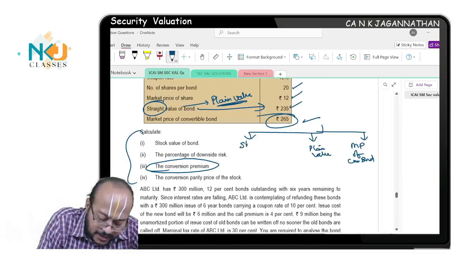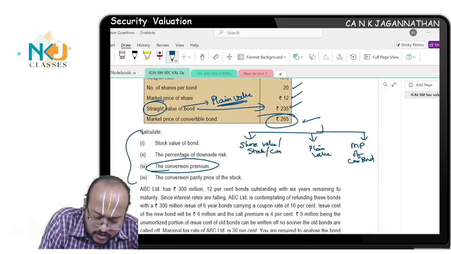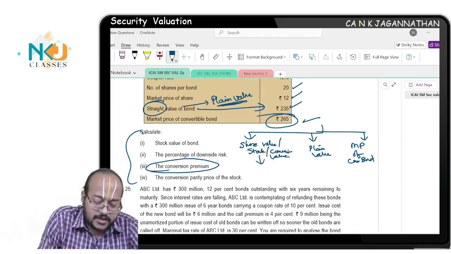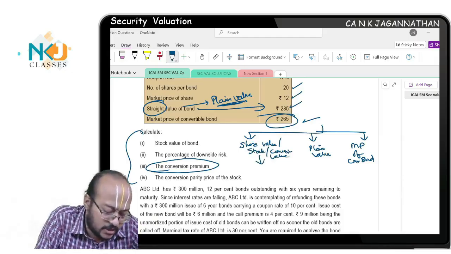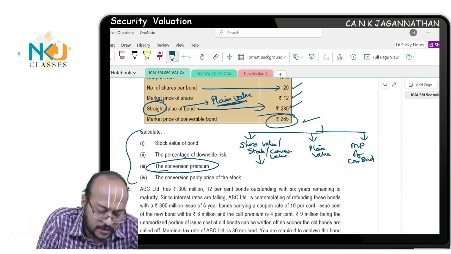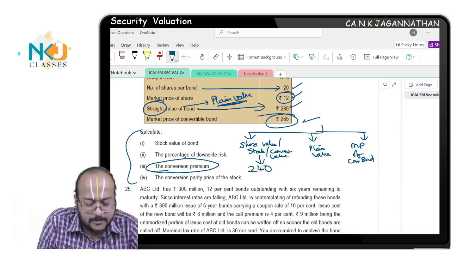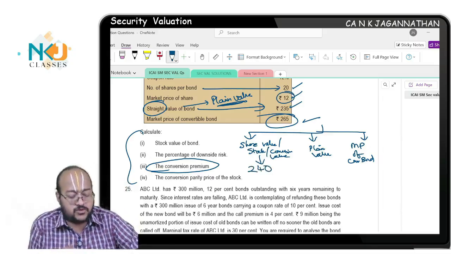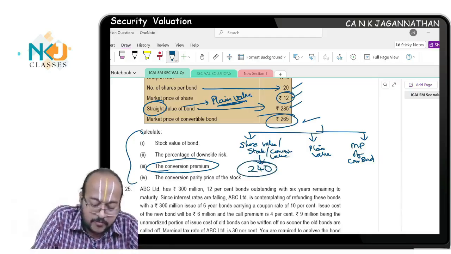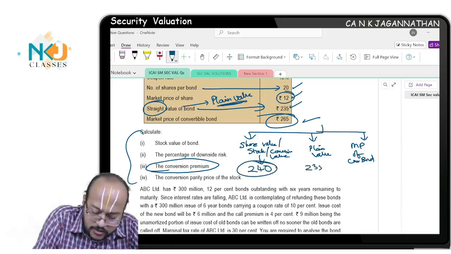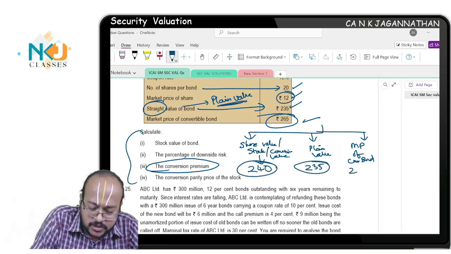This is the share value or stock value of the bond, which I call conversion value. How much is that? In this question you need to see how many shares are allotted: number of shares per bond, 20, into market price per share, 12. 20 into 12, 240. Yes, 240 is the conversion value. Plain value is 235. Market price of the convertible bond is 265.